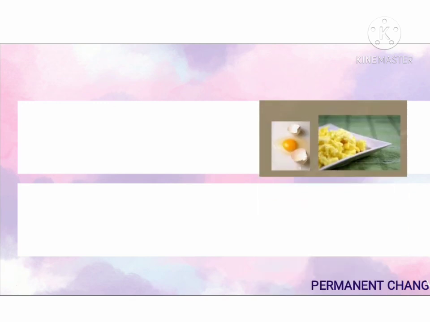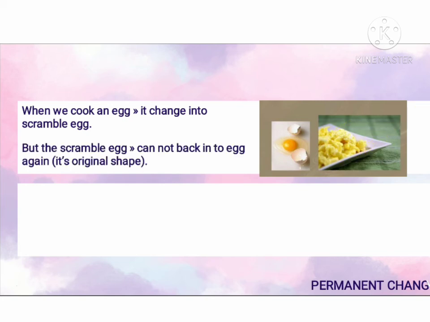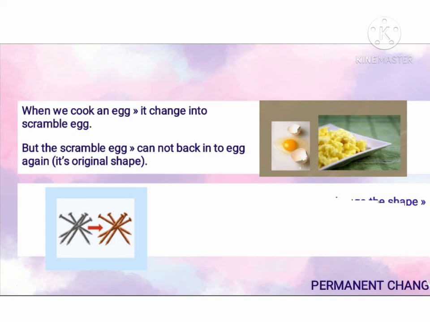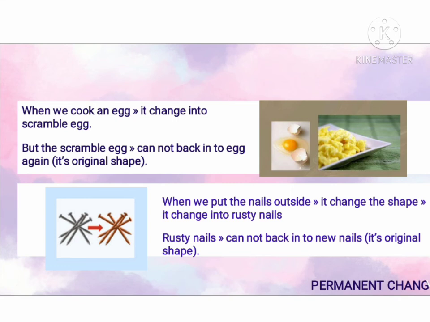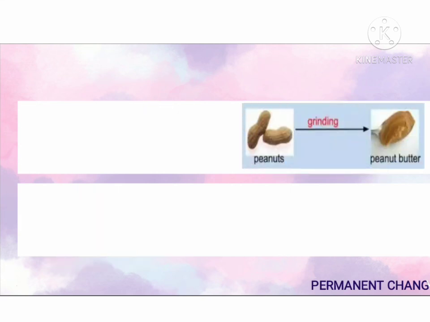What about the other example? Look, if we have an egg and we cook it, it will change into scrambled egg. But the scrambled egg cannot go back into the egg or its original shape. That's what we call permanent change. What about the other example? Look, when we put the nail outside, it will change. The new nail changes into a rusty nail. And the rusty nail cannot go back into a new nail again. So that's why it's called permanent change.